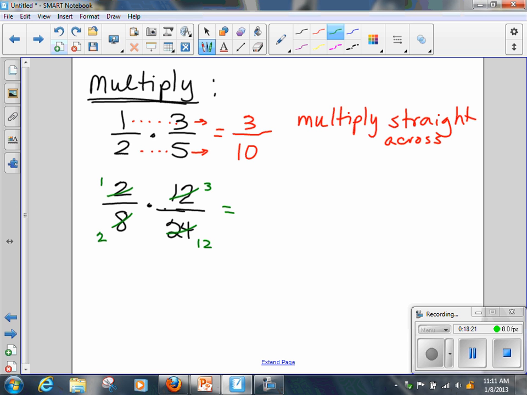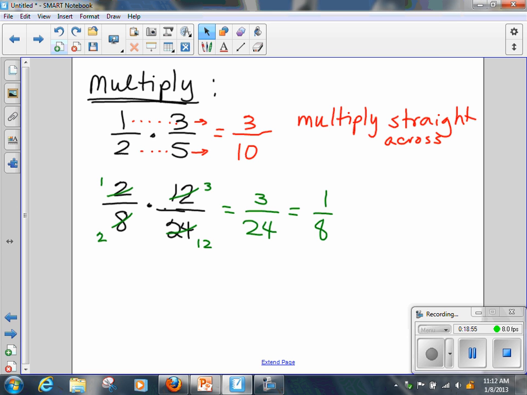And now we're ready to straight multiply across. 1 times 3 is 3. 2 times 12 is 24. And then daggone it if we can't simplify again to what? 1/8. That's right. Now what did we actually do? We simplified within our problem before we simplified at the end. Okay? And why can't there just be one way to solve these problems? Because that would make life too easy, right?